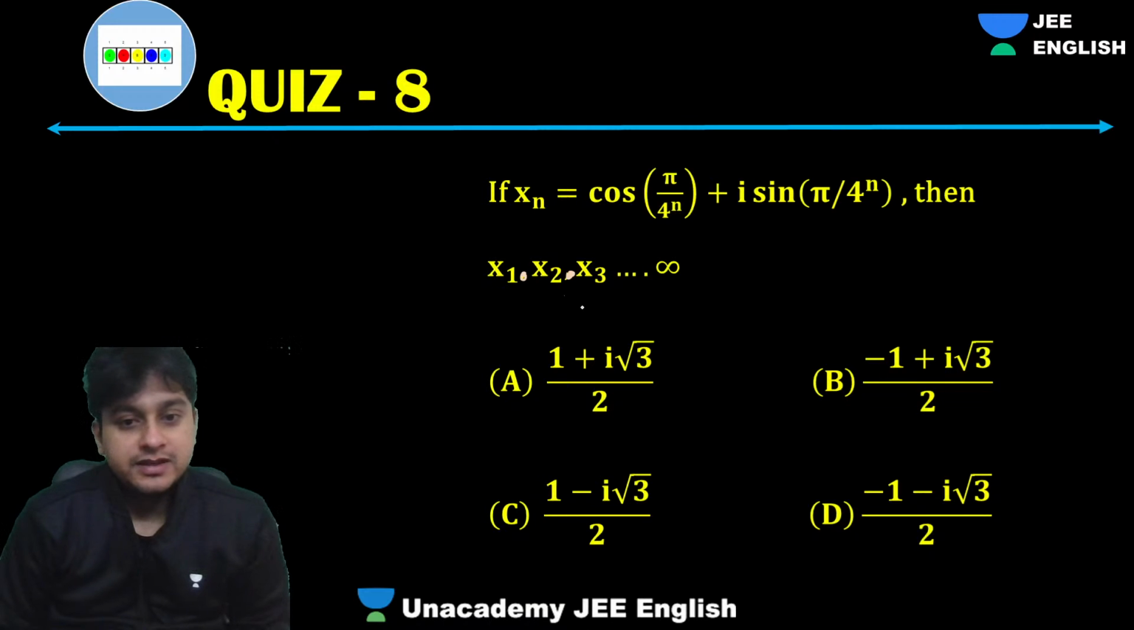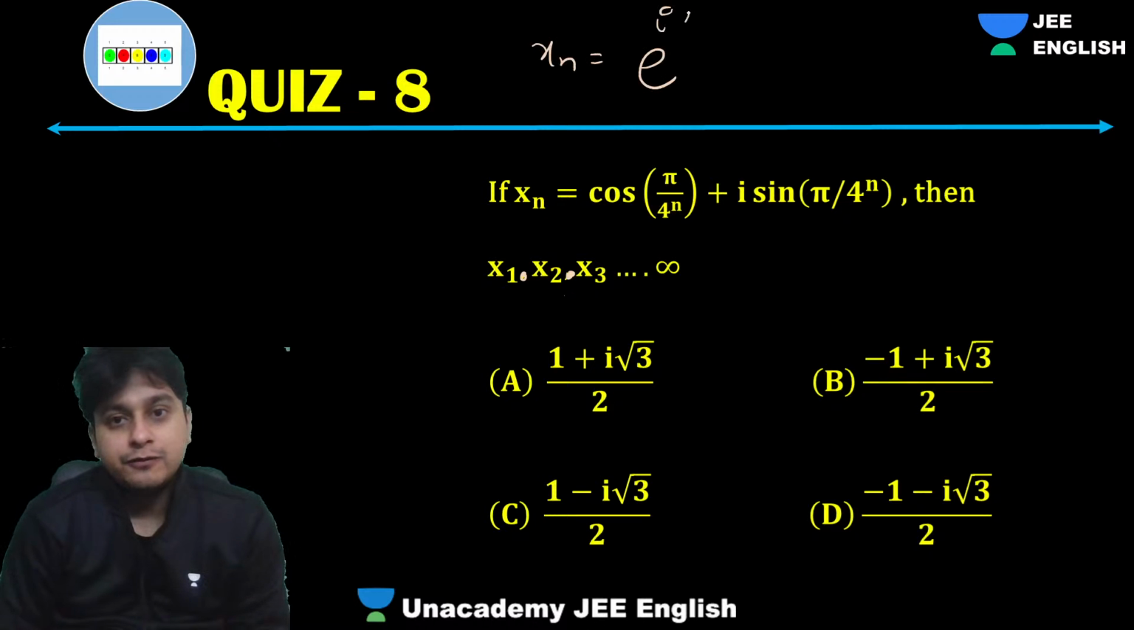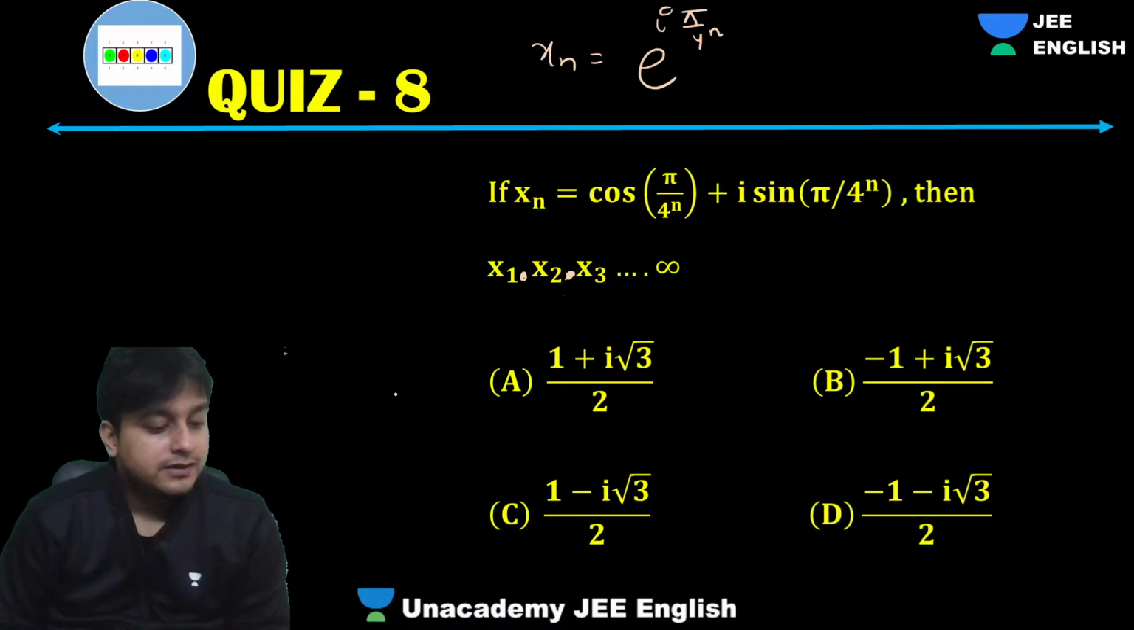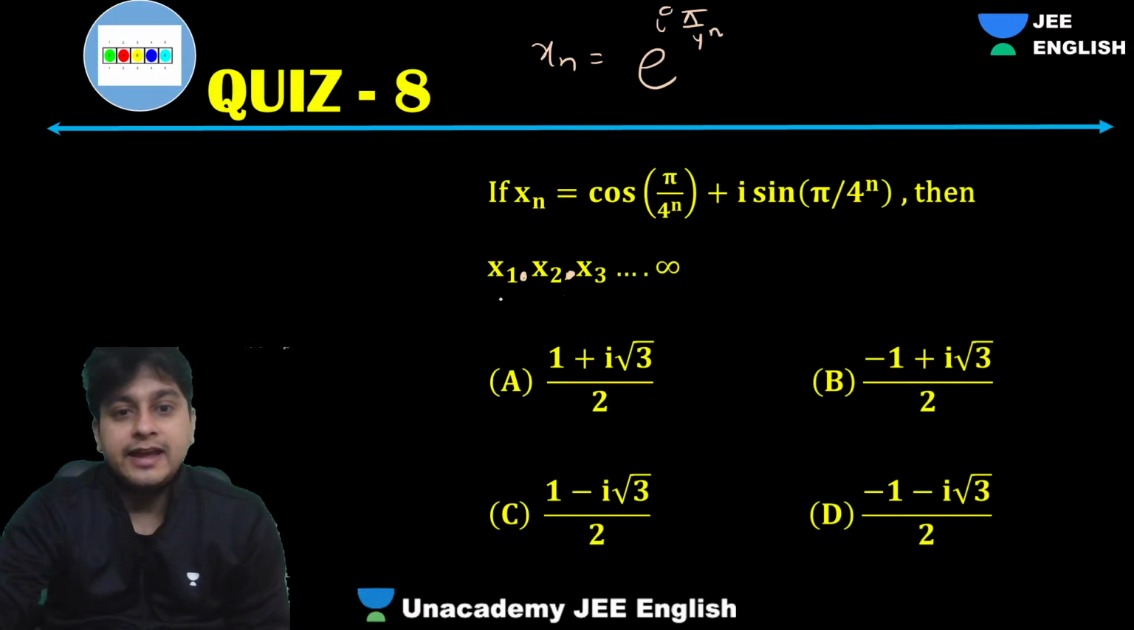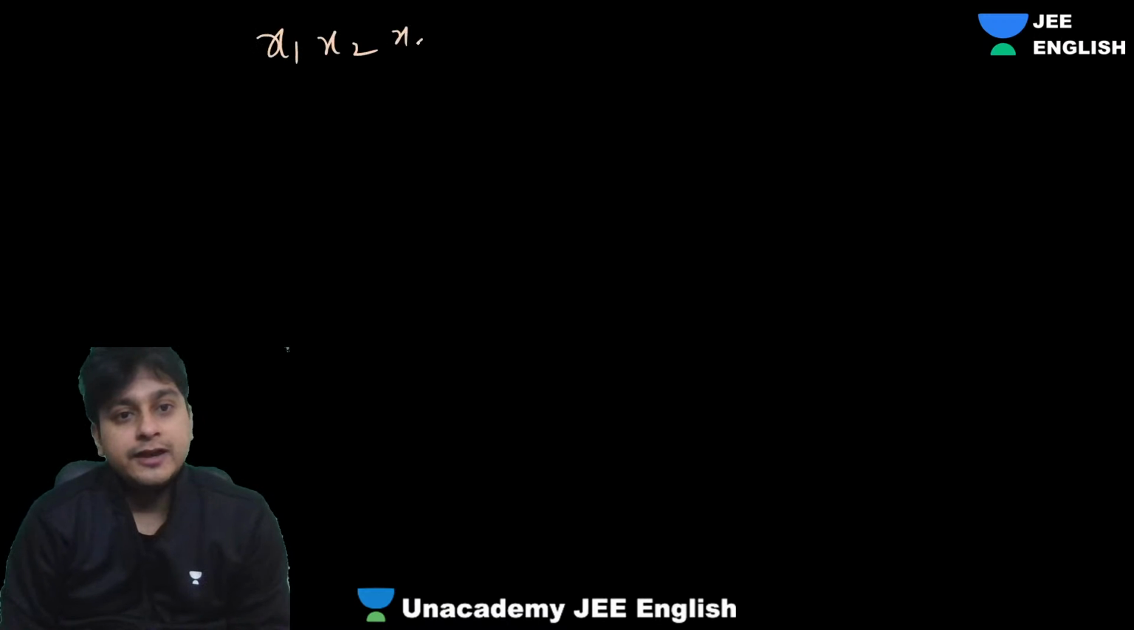Ayush Ranjan is saying C. Now let's see. Guys, can I say this xn is nothing but e to the power i pi by 4^n? Okay, Sakshi is saying A. So let's see. We need x1 into x2 into x3 and so on till x infinity.